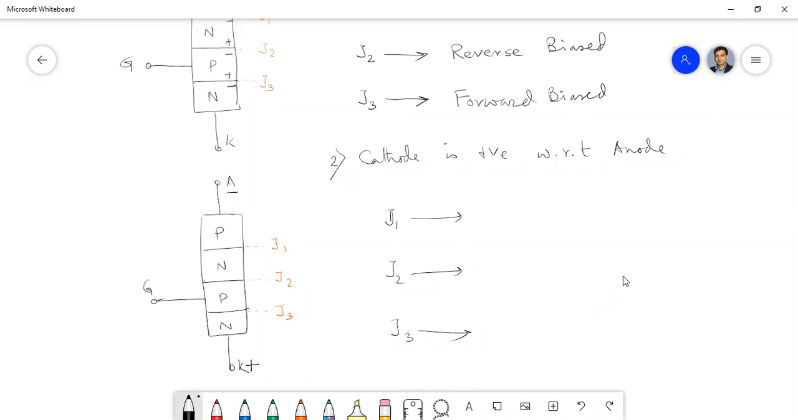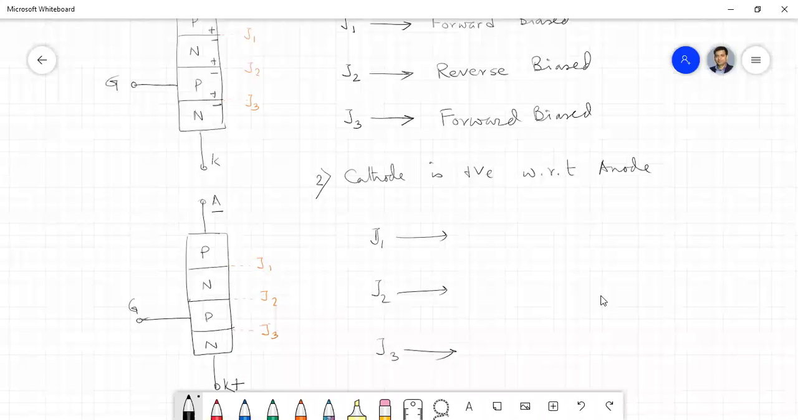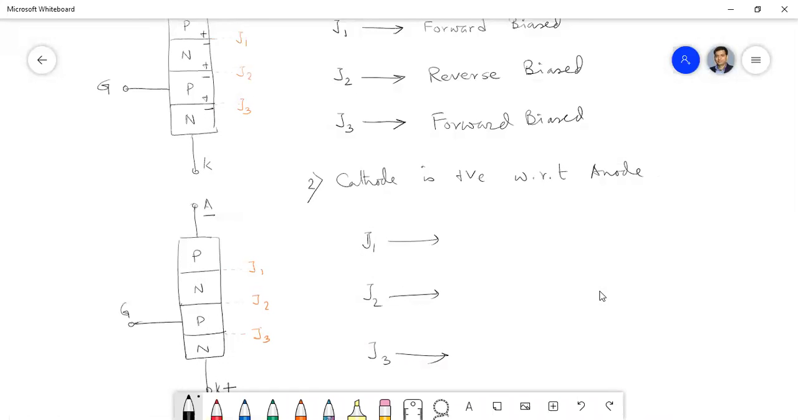It will be the opposite of the previous case. J1 reverse, J2 forward, J3 reverse. J1 and J3 will be reverse biased and J2 will be forward biased.